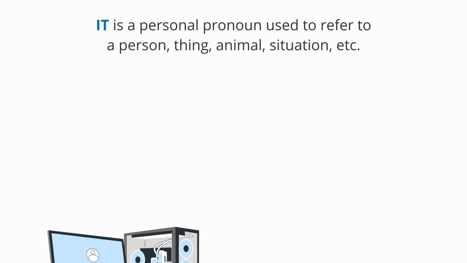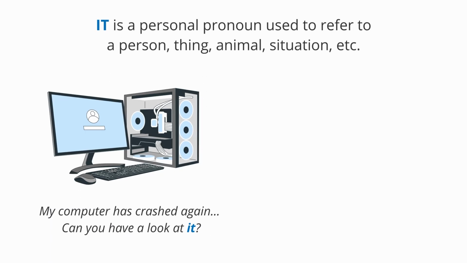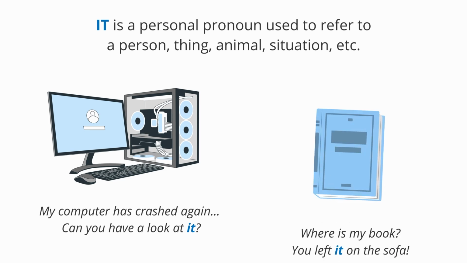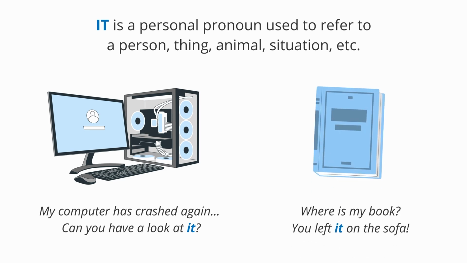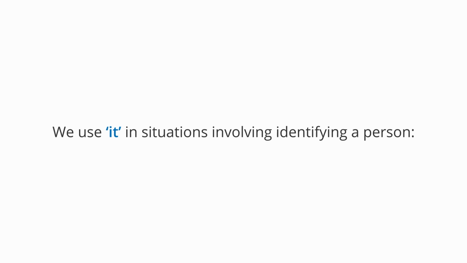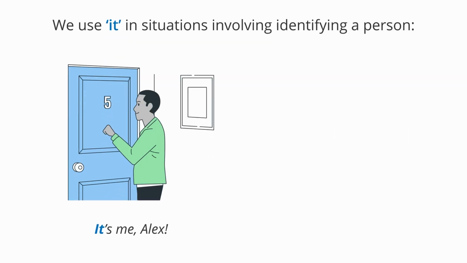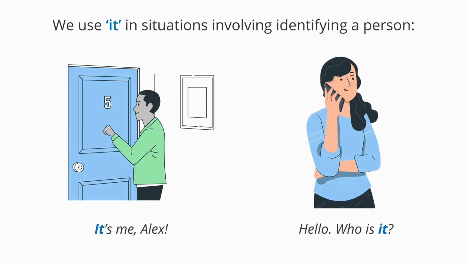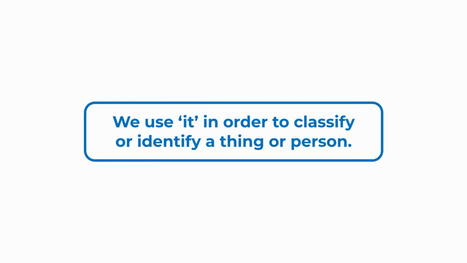For example, my computer has crashed again. Can you have a look at it? Where is my book? You left it on the sofa. We also use it in situations involving identifying a person. When you knock at the door and other people don't see you, you can say, "It's me, Alex." When you answer the phone, you can say, "Hello, who is it?" Here is the summary. We use it in order to classify or identify a thing or person.